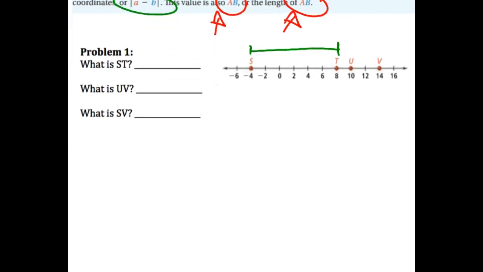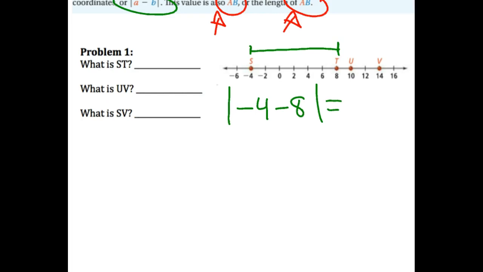It's at -4. So we're going to take -4, and the difference of that and the coordinate of the other endpoint, so the difference means subtract. And we're going to subtract the coordinate of T, which is 8. Now, we also want the absolute value of this because we're actually talking about distance, and distance is always positive. I don't say I went back -12 feet. I just say I went back 12 feet. Okay, so it's the absolute value of -4 minus 8.